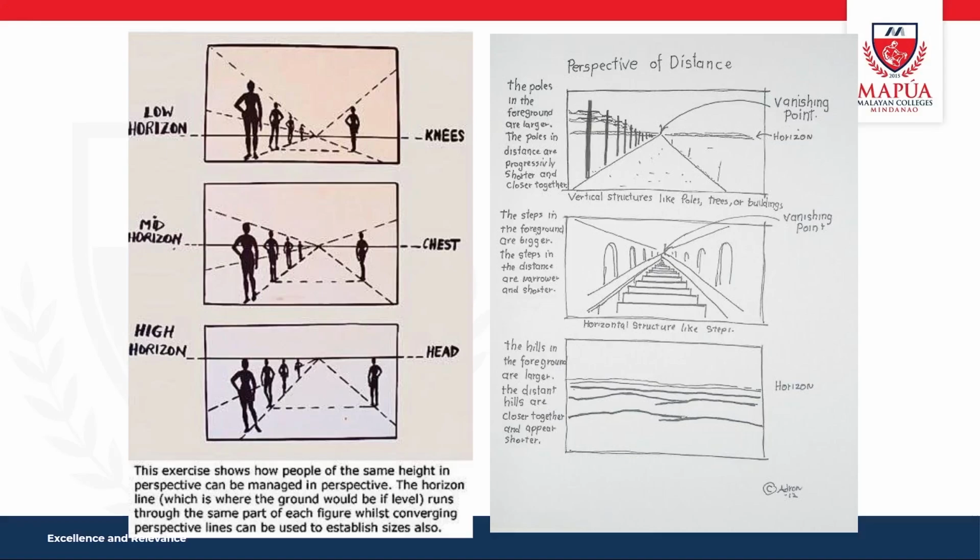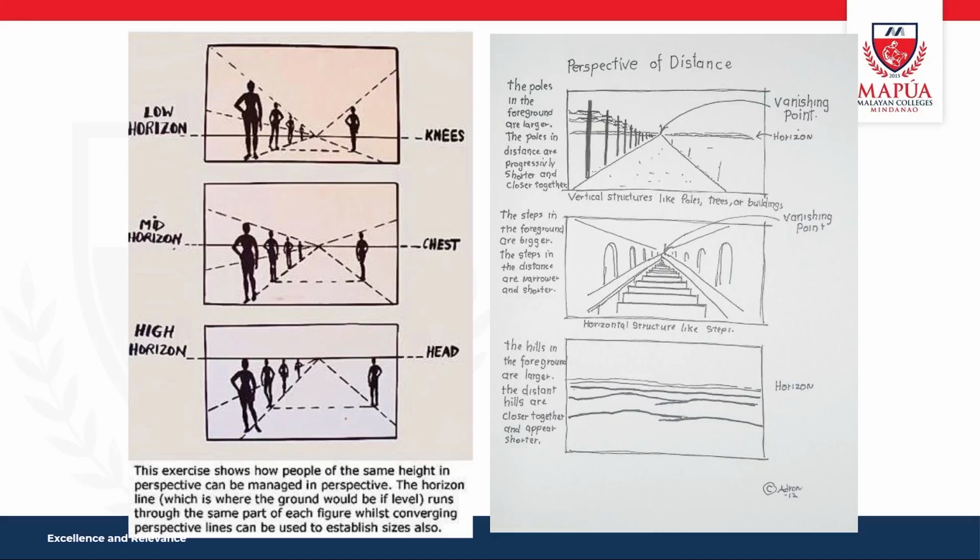Now with each angle, there has to be something consistent. If you're drawing a low horizon perspective, all of the knees will be aligned. No knees will stray away from the horizon line. And the only exception is if someone is shorter or taller. But generally speaking, people of the same height will have all of their knees aligned.